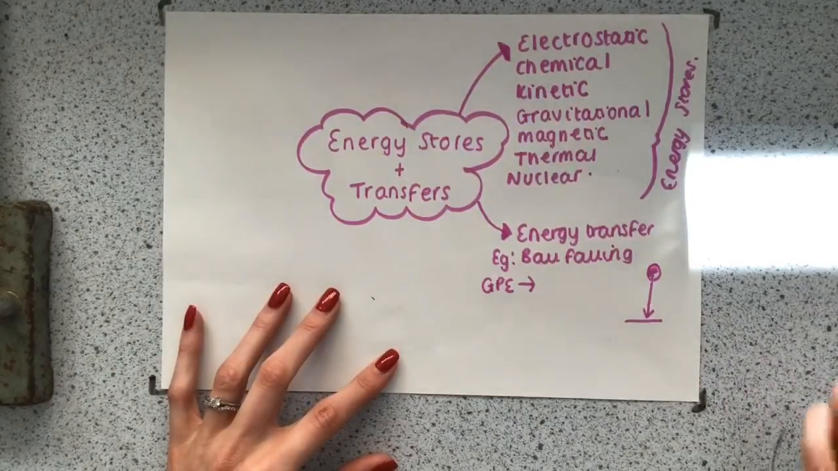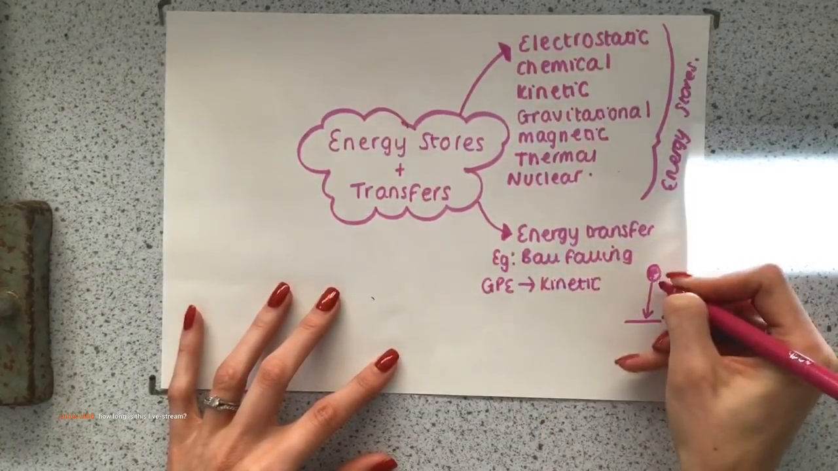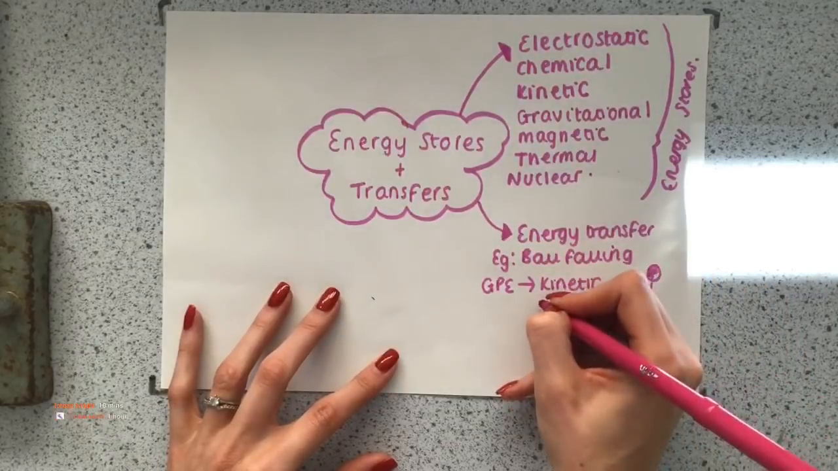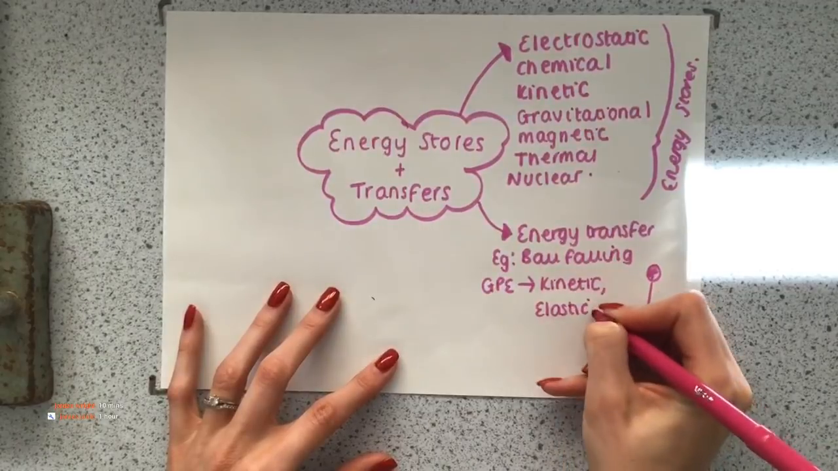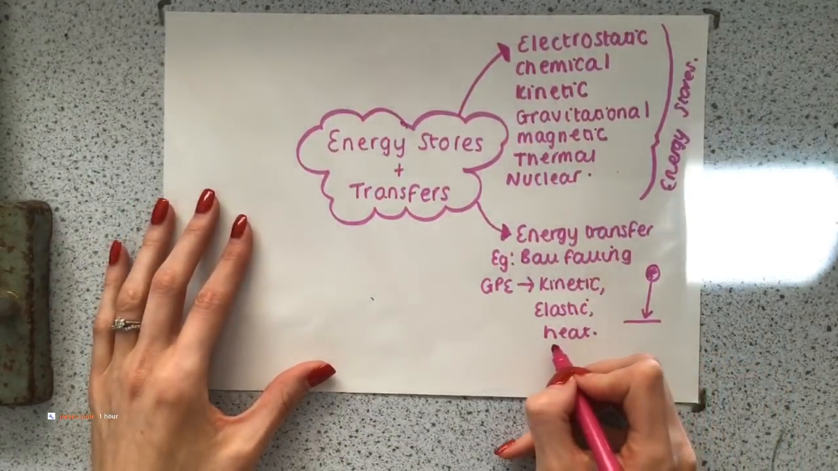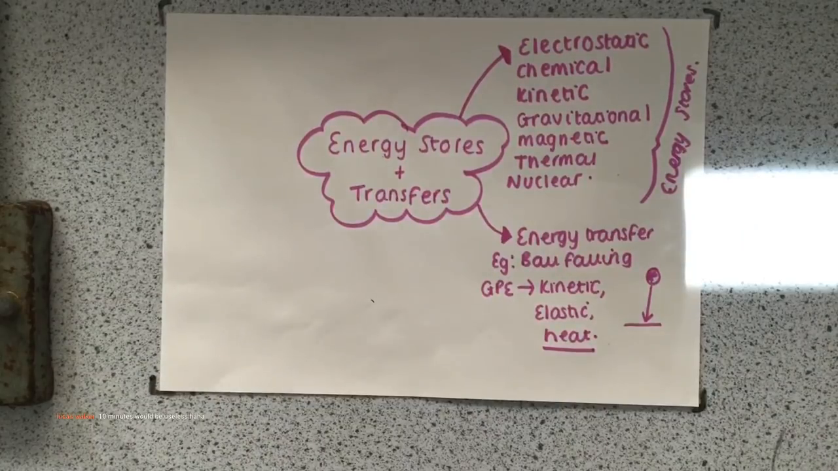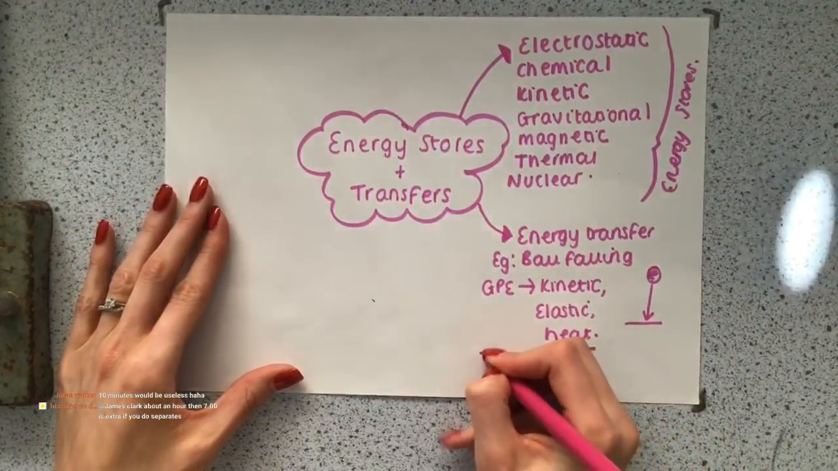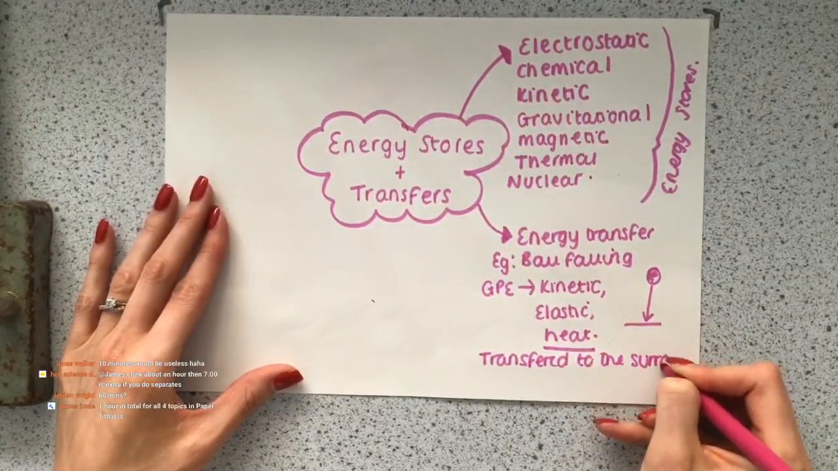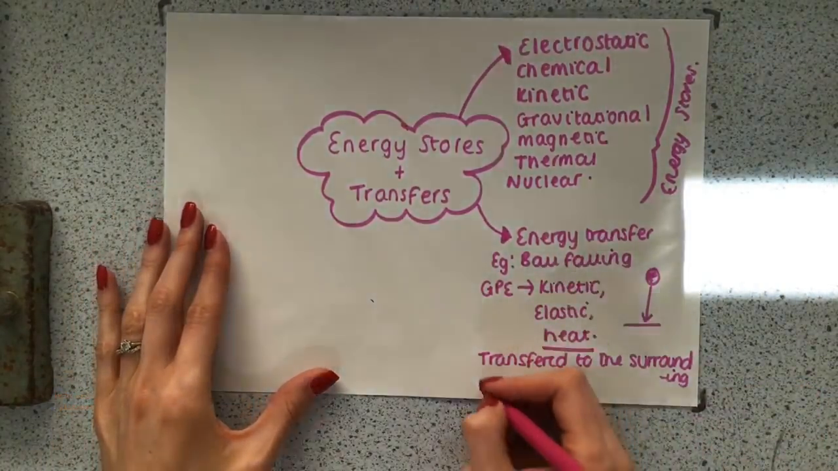Now, when the ball is released and it falls down to the ground, that gravitational potential energy is transferred into kinetic. As it falls down, kinetic energy is released. When the ball hits the ground, it's then transferred into elastic energy. And a little bit of heat is also given off. Heat in this case is wasted energy, basically. In an energy transfer, the wasted energy is transferred to the surroundings. Can't fit it all on. And what that causes is the surrounding air to heat up.